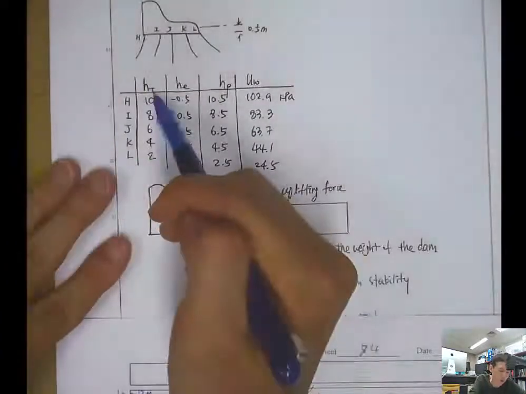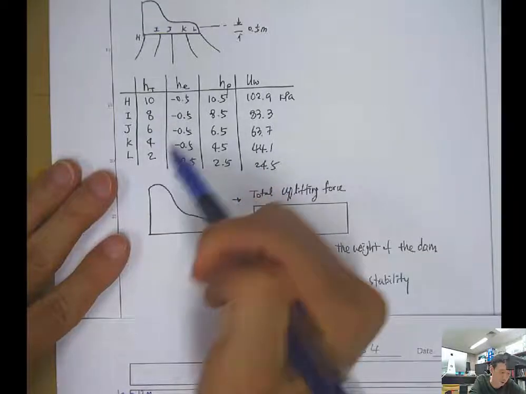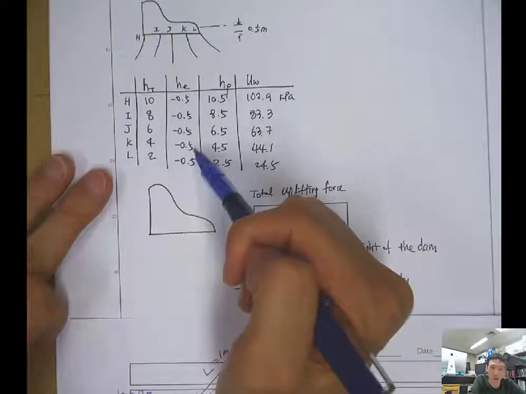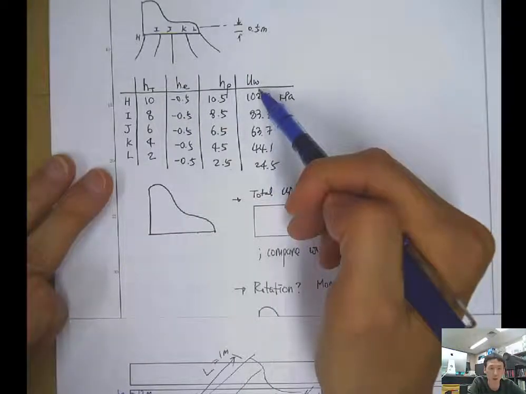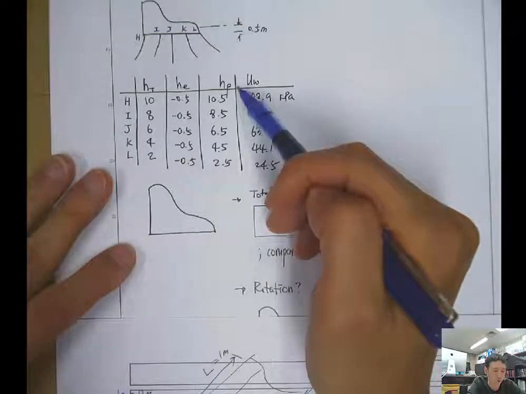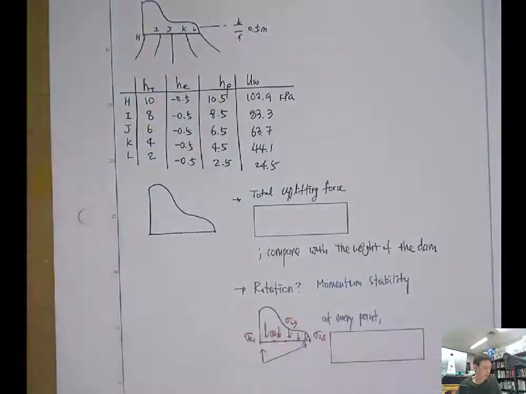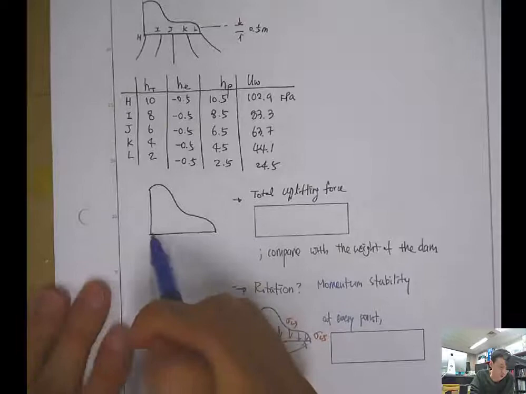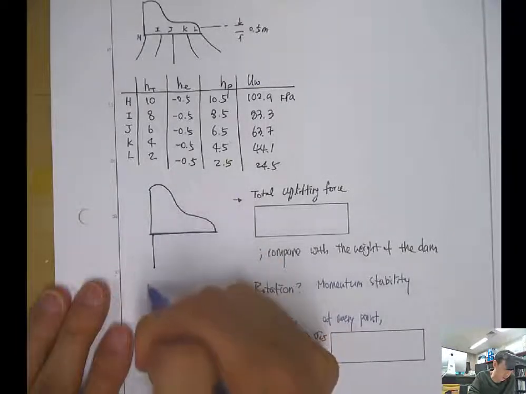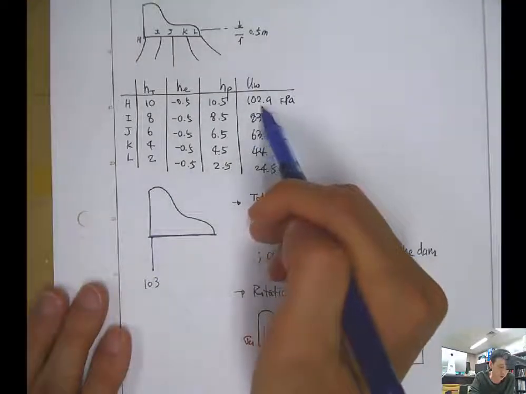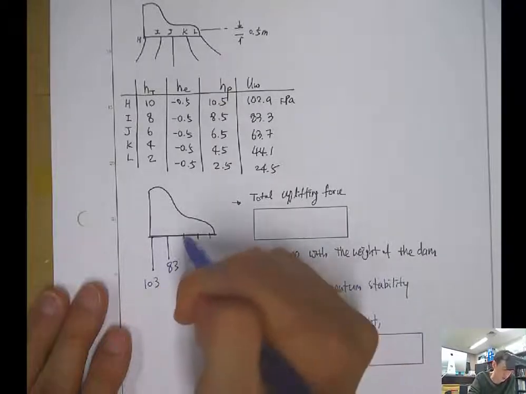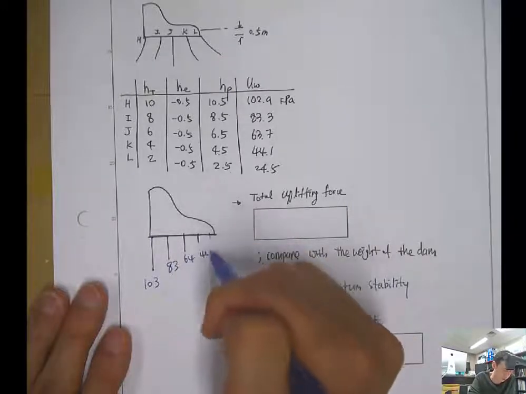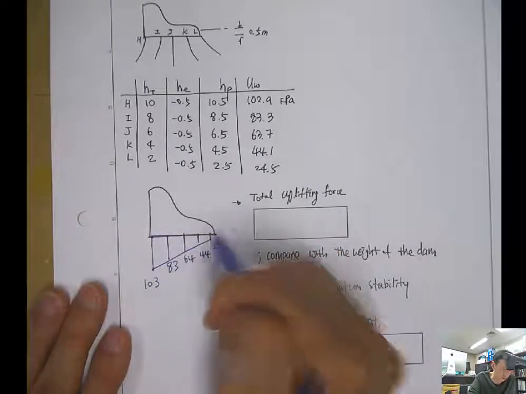So then here, total head from H, I, J, K, L, and H is the same as minus 0.5 meter. Then you can estimate the pressure head from these two. Also, you can easily calculate the water pressure by multiplying by gamma W here. So then, what's the total uplifting force? Here at H, we have about 102.9 kilopascal, so 103 kilopascal, and then 83 here, 64, 44, 25, and it will decrease like this.